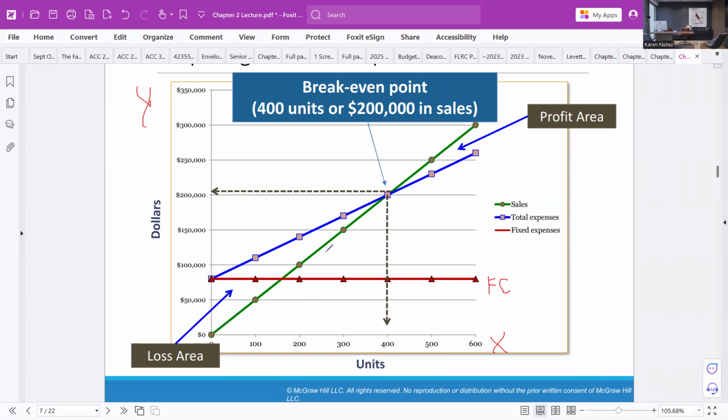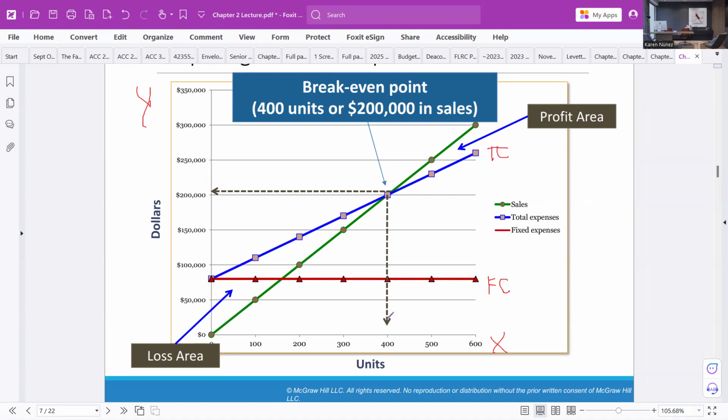So revenue looks a lot like that variable cost line because it extends out of the origin, because the price is constant on a per unit basis. So the total revenue is going to vary directly and proportionally with the activity. And this blue line is the total cost. It's that mixed cost. You put the fixed cost and the variable cost together, you get a total cost line. So that's the total cost line.